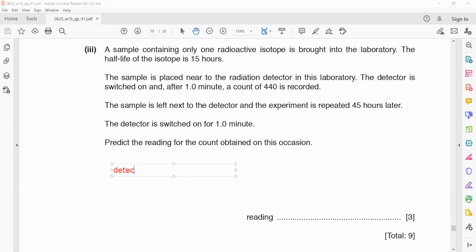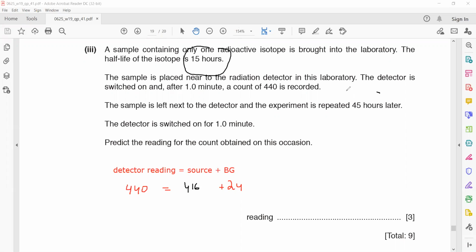So the detector reading is equal to source plus the background. The detector is recording 440. The background radiation is 24. So how many are there from the source? The source will record 440 minus 24, which is equal to 416. So this is the radiation from the source. And after one half-life, after 15 hours, only the source radiation will become half. The background radiation will more or less, on average, remain 24.